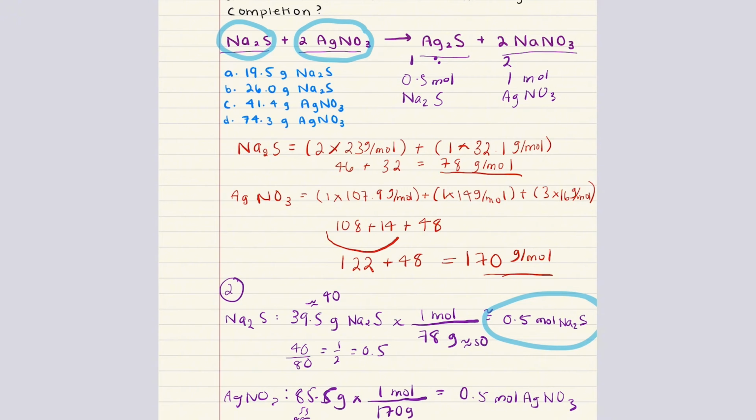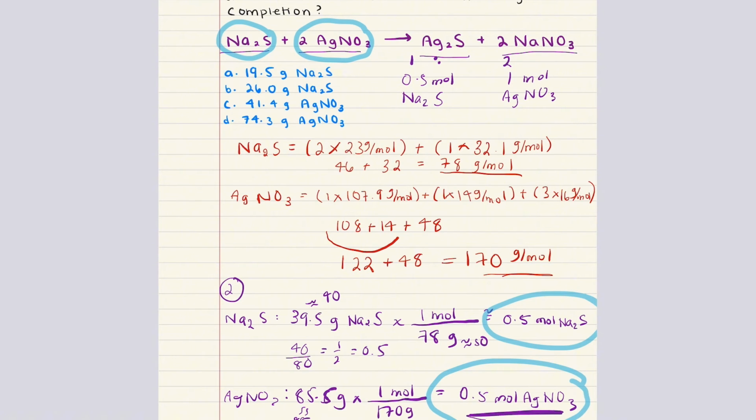But we don't have that. We calculated 0.5 moles of sodium sulfide and only 0.5 moles of silver nitrate. That means that silver nitrate here is the limiting reagent. This is the limiting reagent. So that means we're going to use all 0.5 moles of silver nitrate. And that means we're only going to be using then 1/2 of our moles of sodium sulfide.